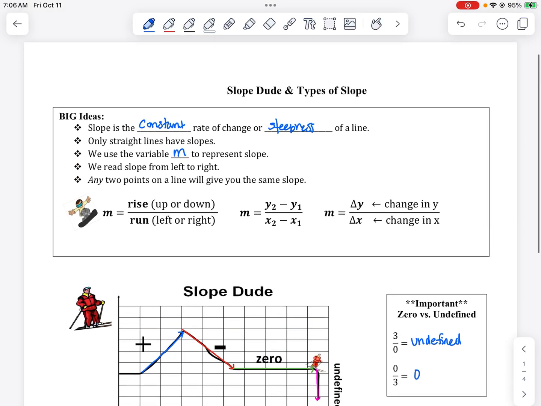Finding slope from a graph. In this video, I will go through several examples of how to find slope from a graph. As always, you can pause the video to take notes, or you can just watch, depending on the instructions.